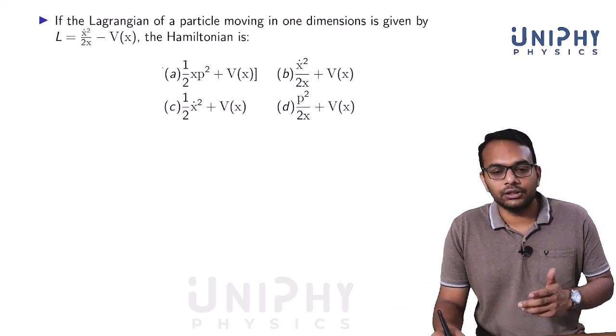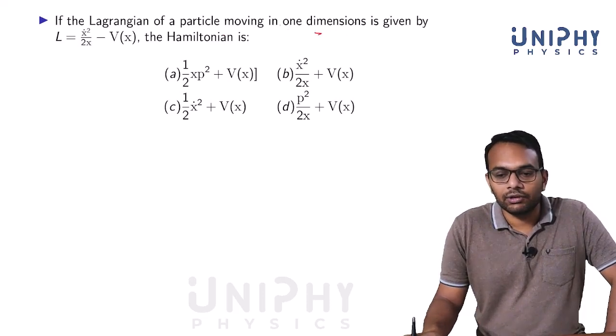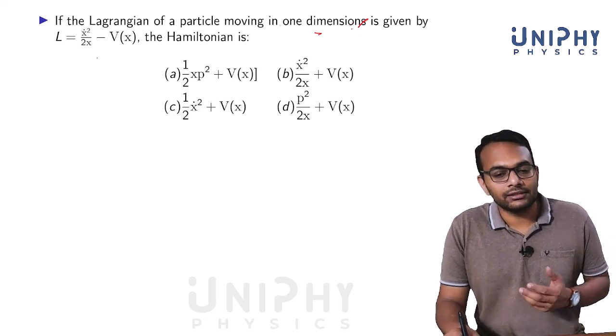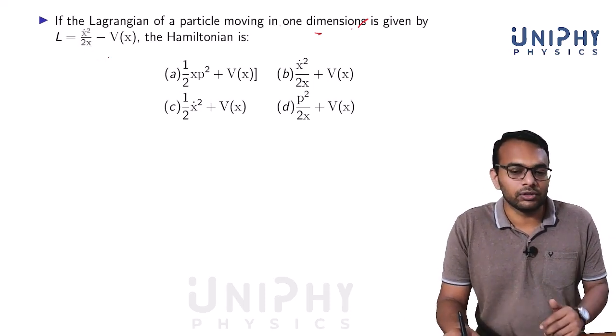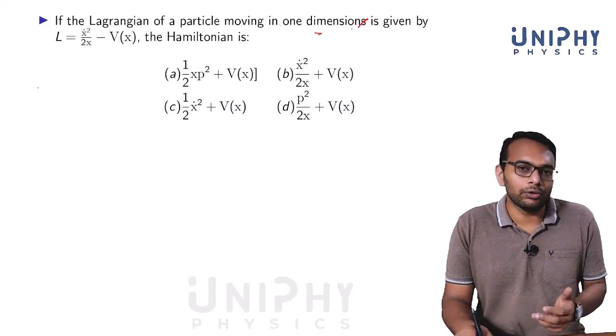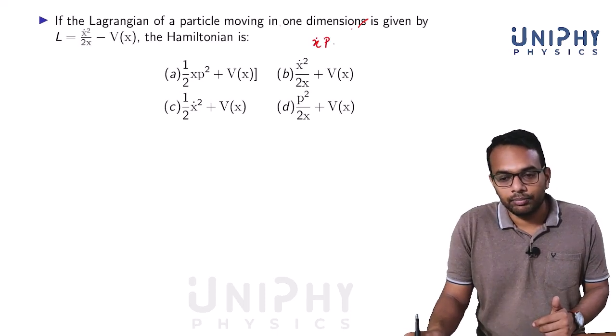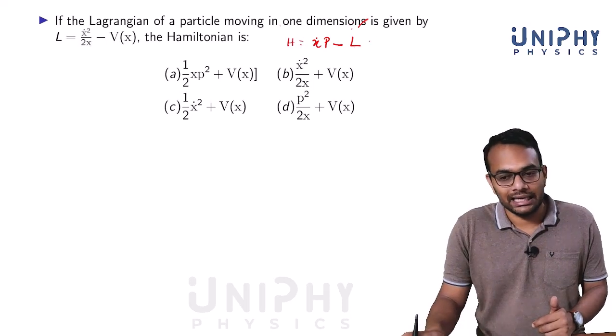If the Lagrangian of a particle moving in one dimension is given by L equal to x dot square divided by 2x minus V of x, then what's the Hamiltonian? The question is, what's the Hamiltonian, right? So you know how to find the Hamiltonian from the Lagrangian. Of course, you should do H equal to x dot p minus L, right?